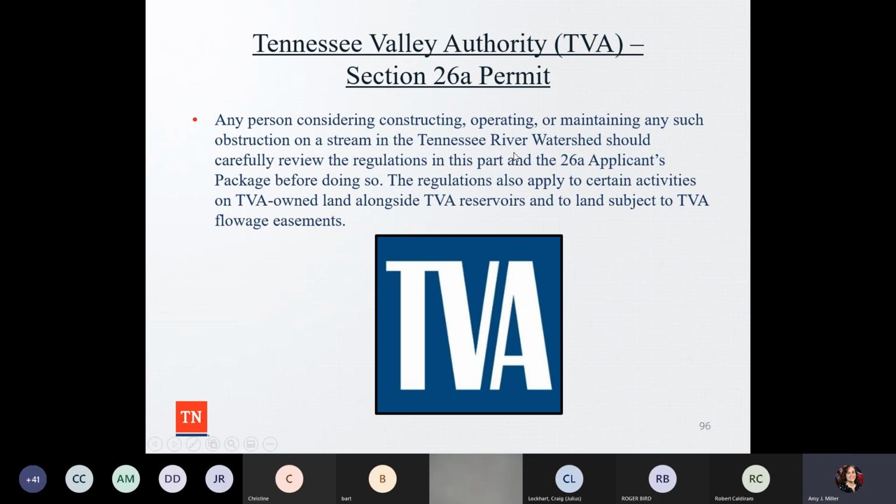And also, any person considering constructing, operating, or maintaining any kind of obstruction on a stream in the TVA watershed should review the regulations before doing so. Again, asking for permission is a beautiful thing. The regulations also apply to certain activities on TVA-owned land alongside the reservoirs and to land subject to TVA flowage easements.